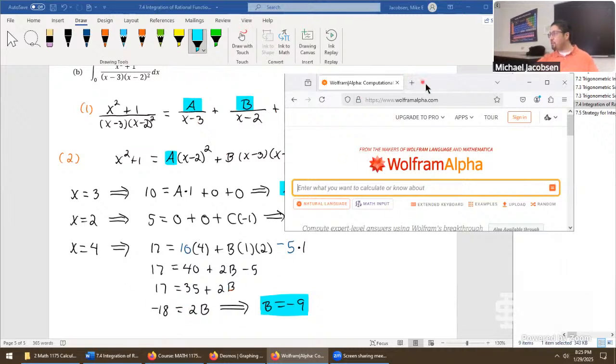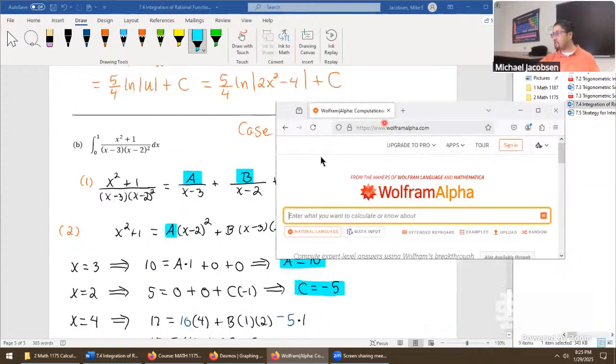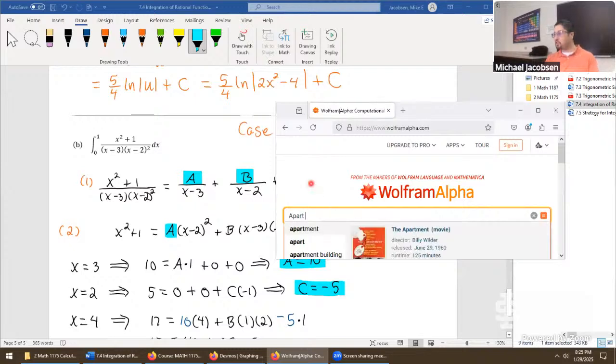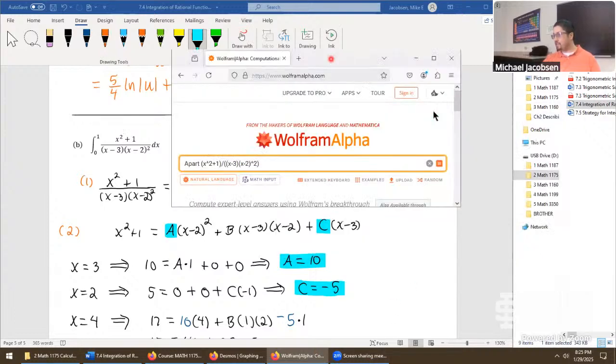But if you did all this in your homework and you're about to integrate, you want to know right away, are you integrating the right thing? Did I make some weird sign error here? There's a lot of operations we took. So our check would look like this. Say apart, kind of a funny function, x squared plus 1, x minus 3, x minus 2 squared. Just type it in this linear kind of way. Let's see what it does with that.